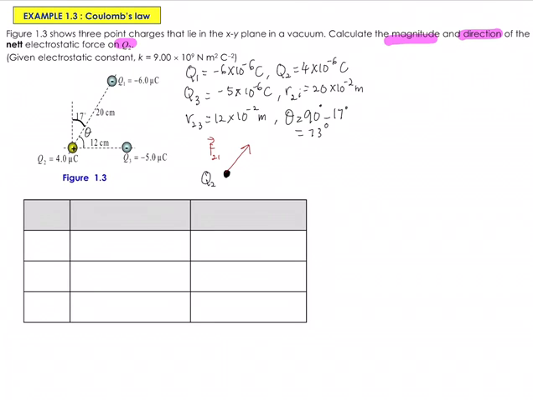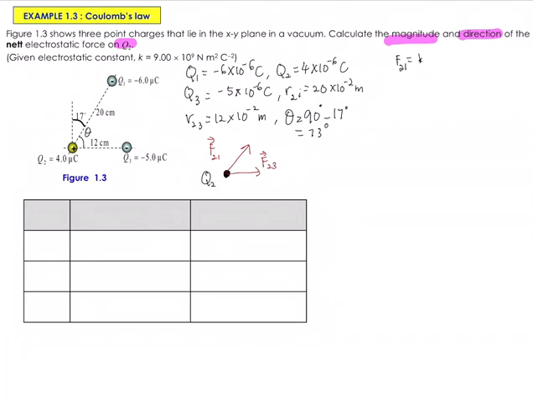Next is Q2 and Q3, also positive and negative. Then you have an attractive force where you label it with F23. Now you have two forces there. Next is calculating the magnitude of forces acting on Q2.